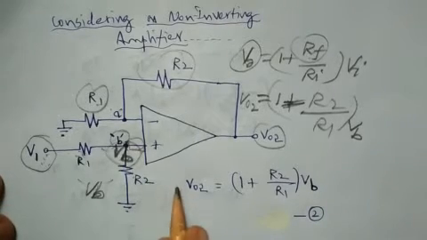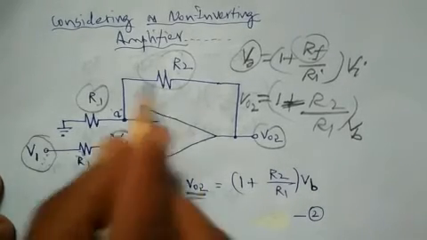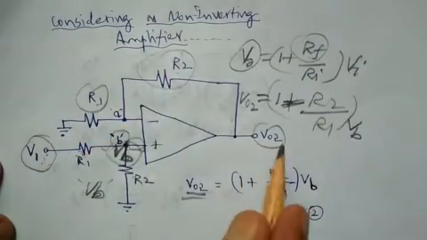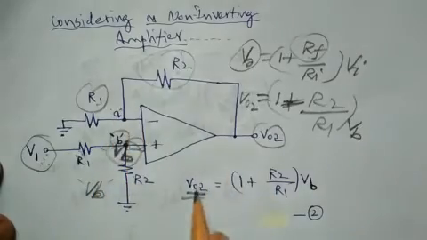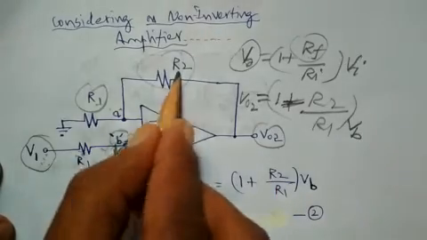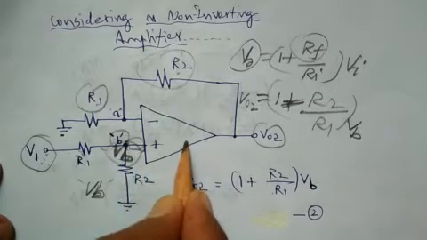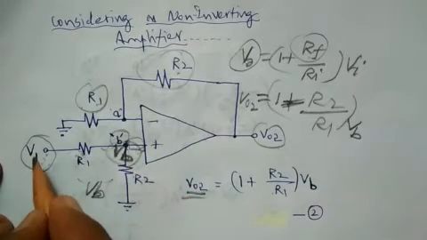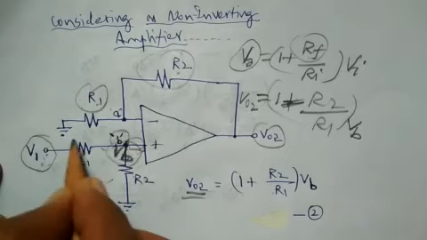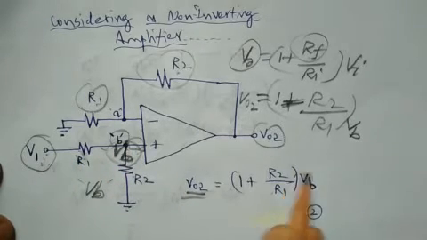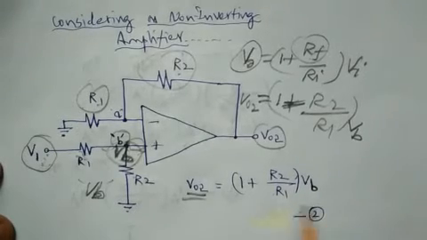So here Vout2, by considering the differential amplifier as a non-inverting amplifier, the output of this particular non-inverting amplifier is Vout2 equals 1 plus feedback component divided by input component, R2 by R1, into the input to this non-inverting amplifier. Actually it is V1, but that has been converted by this R1 R2 pair as VB. So you have to put VB here and mention this as equation 2.